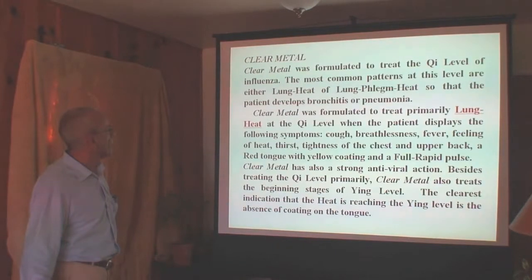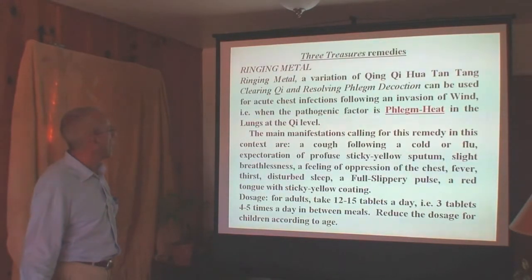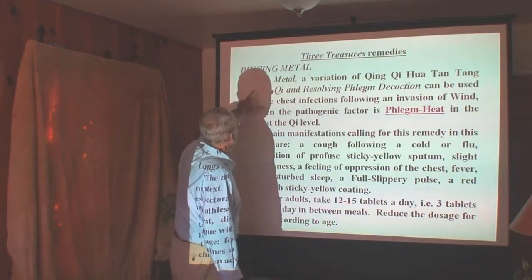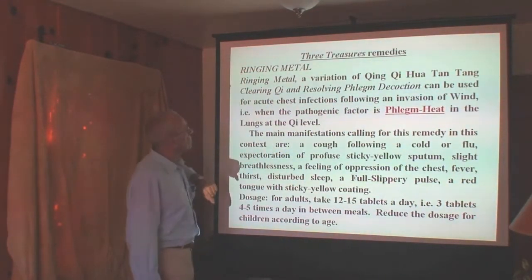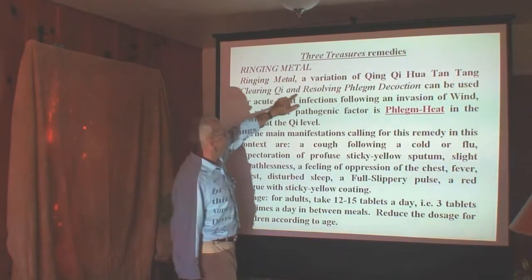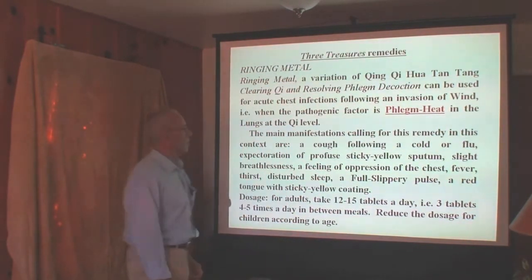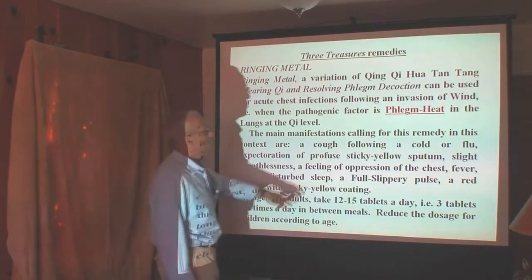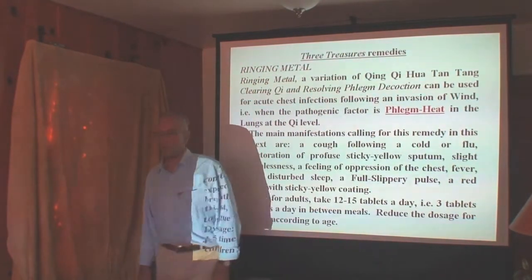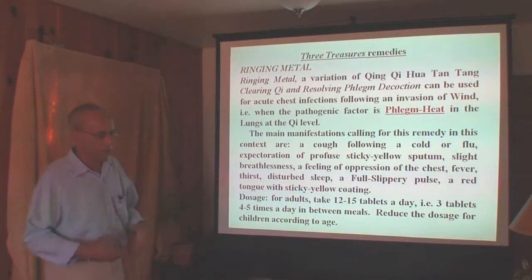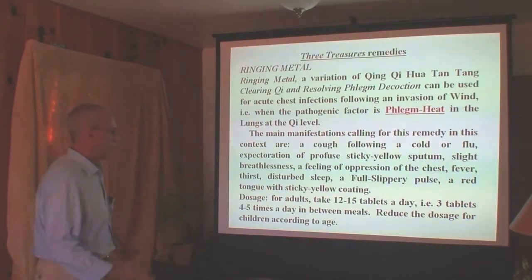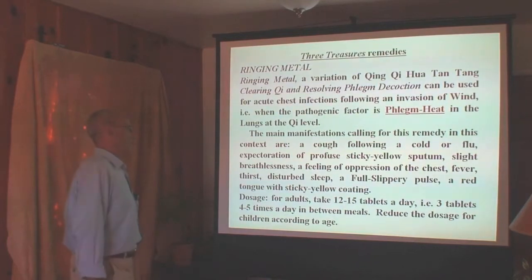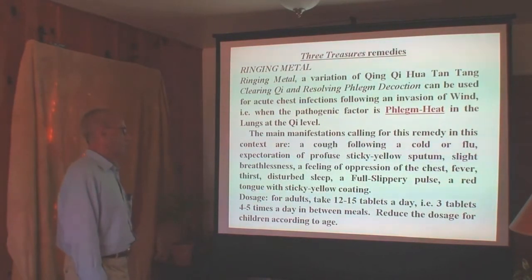So the three treasure remedies for the qi level are two. Ringing Metal is a variation of Qing Qi Hua Tan Tang, which means clearing qi and resolving phlegm, and that explains what the remedy does. This is the remedy for phlegm heat. So the patient has a cough, a productive cough with a lot of yellow phlegm, the tongue has a sticky yellow coating, a fever. So the patient has a chest infection. It's the qi level of an invasion of wind.